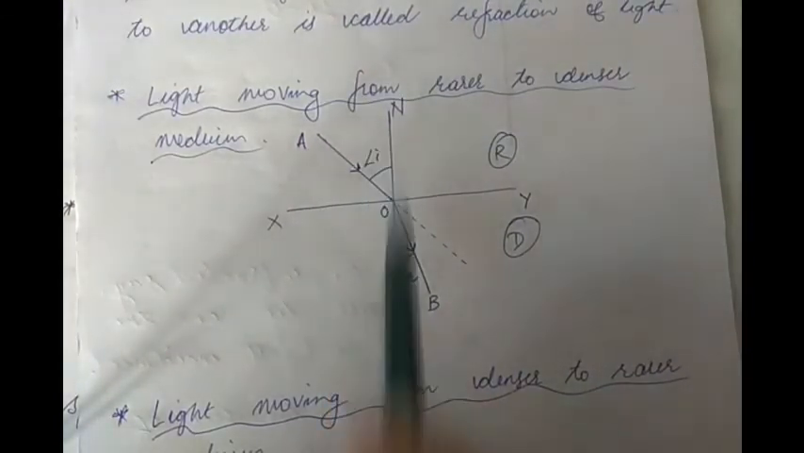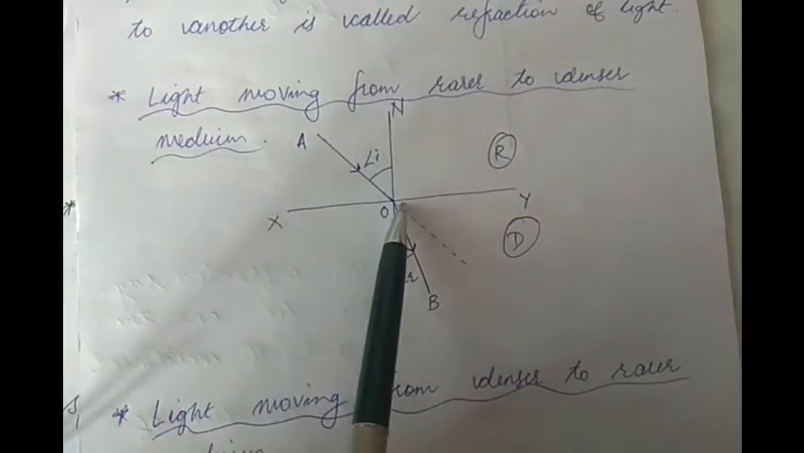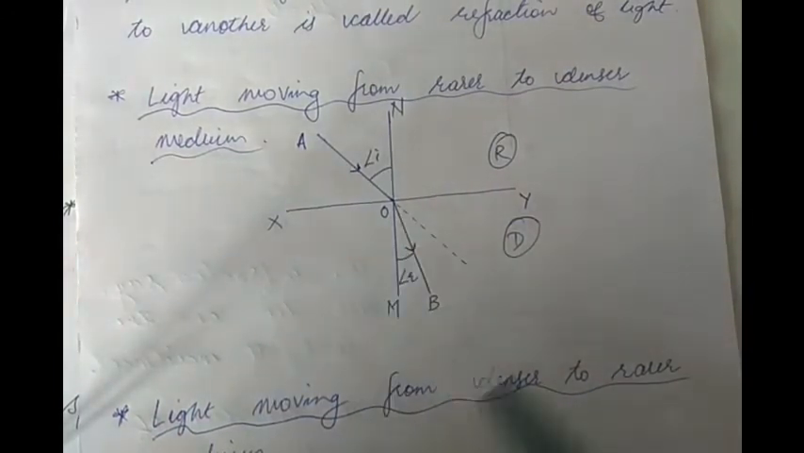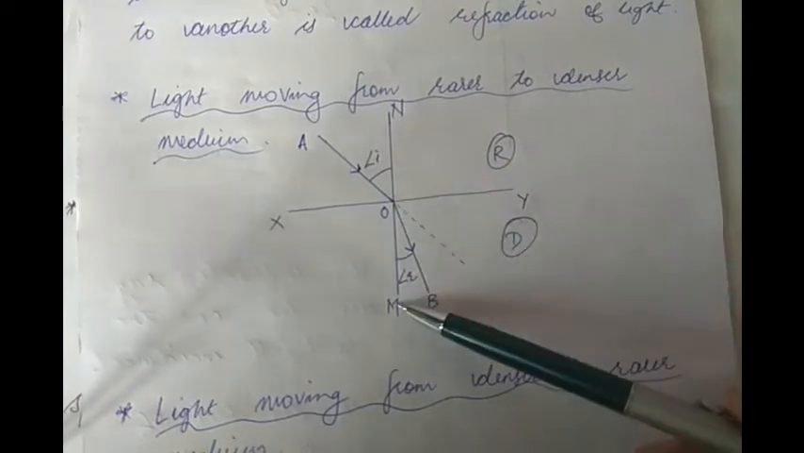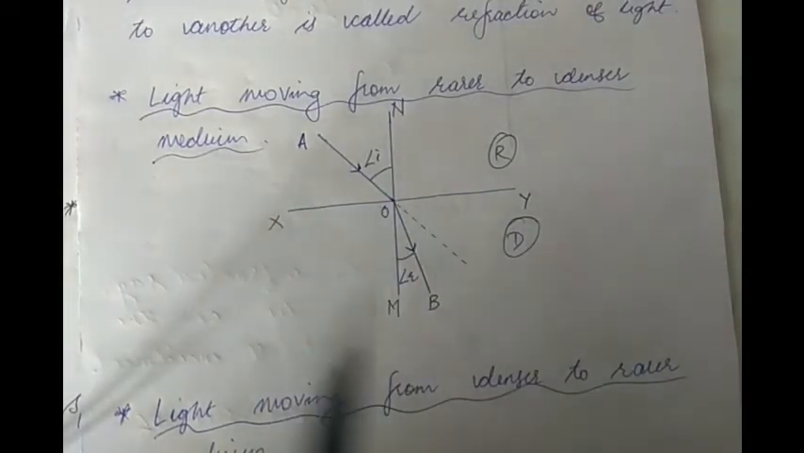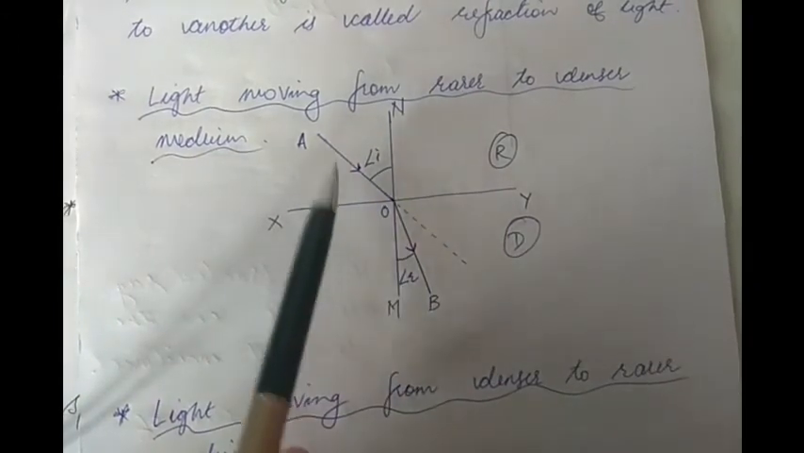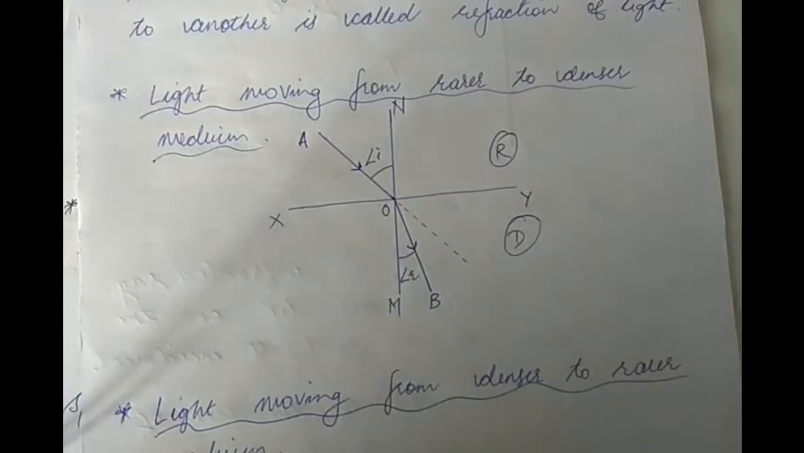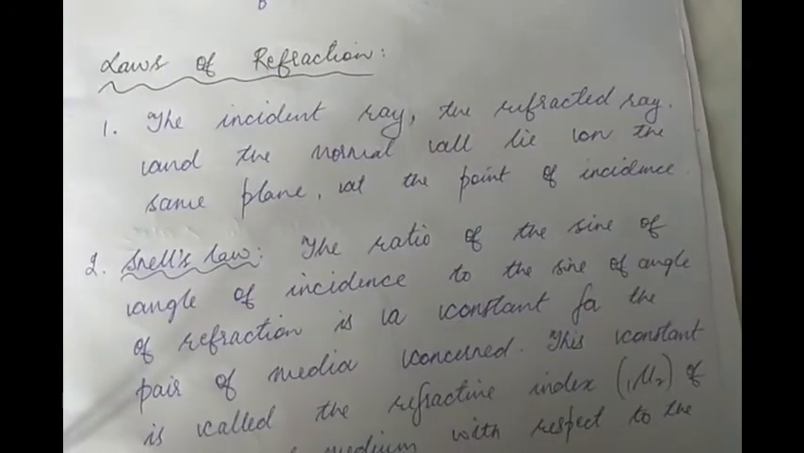So here, this is the picture. The incident ray, the refracted ray, and the normal, NOM, they all lie on the same plane, that is on the plane of the paper right now, you can see. So all of them lie on the plane of the paper at the point of incidence. O is the point of incidence, of course. So at the point of incidence, all three, the incident ray, the normal, and the refracted ray, lie on the same plane. So that is what your law number 1 says.